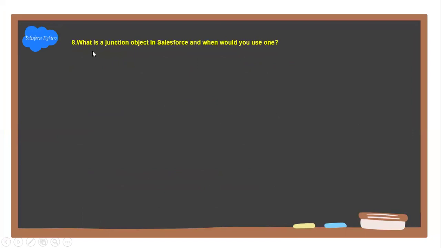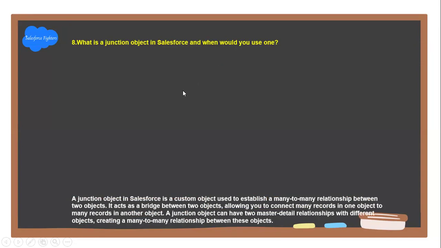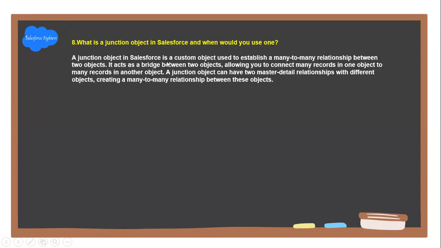Next question. What is a junction object in Salesforce and when would you use one? A junction object in Salesforce is a custom object used to establish a many-to-many relationship between two objects. It acts as a bridge between the two objects, allowing you to connect many records in one object to many records in another object. A junction object has two master-detail relationships with different objects, creating a many-to-many relationship between these objects.